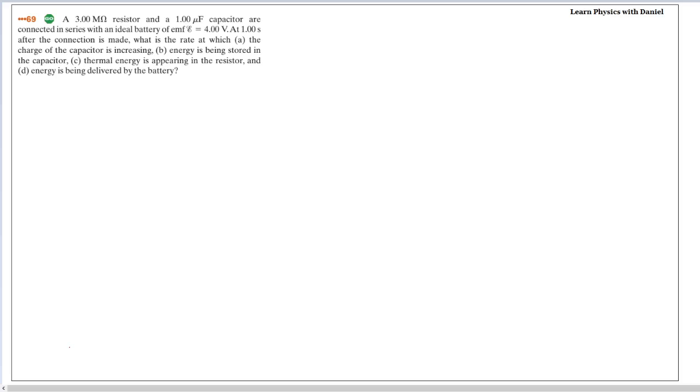So today we will be looking through problem number 69 in chapter 27, which talks about circuits. So let's look through our question. We have a 3 megaohm resistor and a 1 microfarad capacitor connected in series with an ideal battery of 4 volts. So let's draw that out.